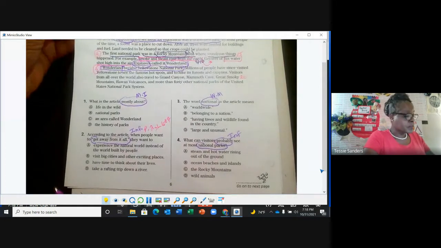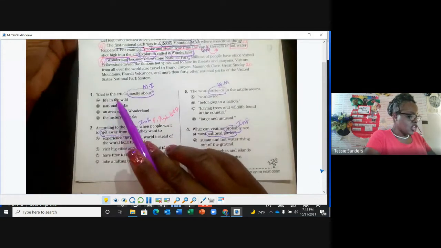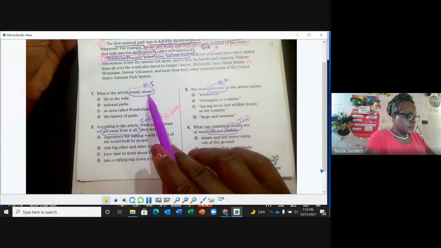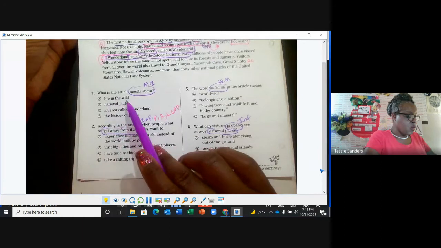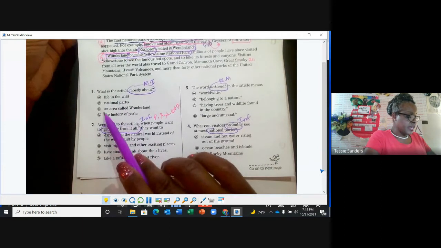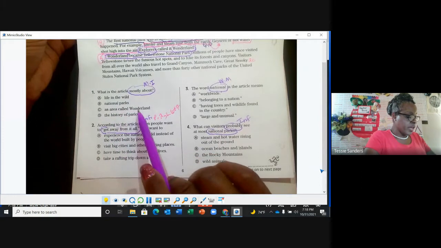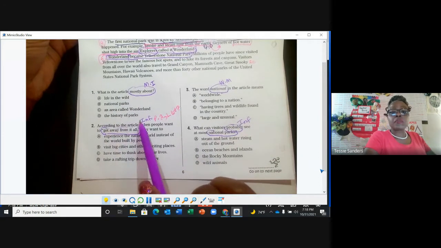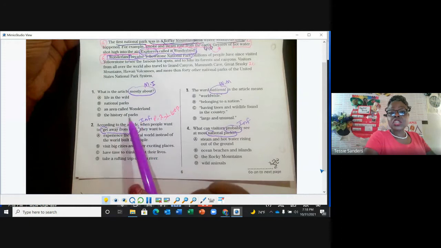Here we go. One, what is the article mostly about? A, life in the wild. B, national parks. C, an area called Wonderland. D, the history of parks. Choose your answer.